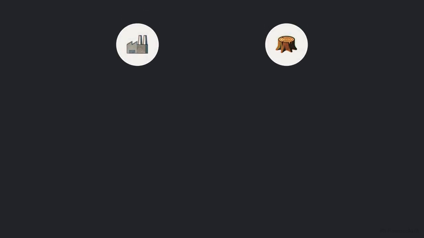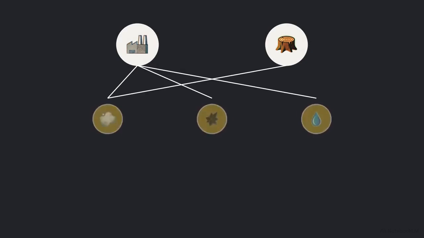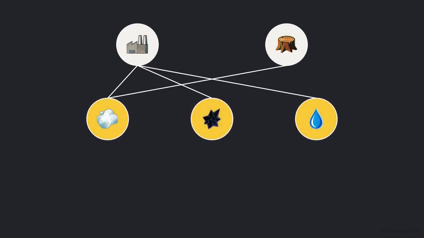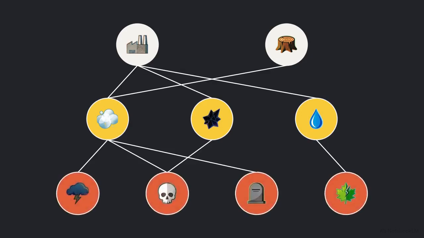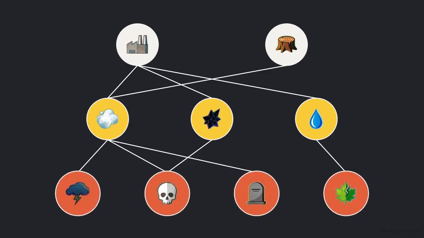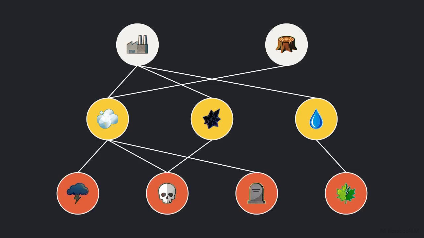This flowchart maps the chain reaction, starting with our roots, burning fossil fuels and deforestation. These trigger the mechanisms of decay: greenhouse gases, toxic particles, and acid rain, which result in the catastrophes we see: unpredictable weather, rising mortality, extinction, and disrupted food chains.